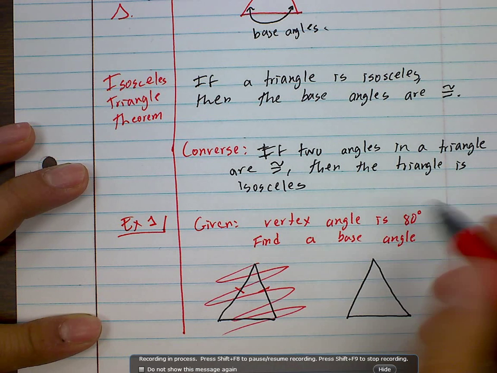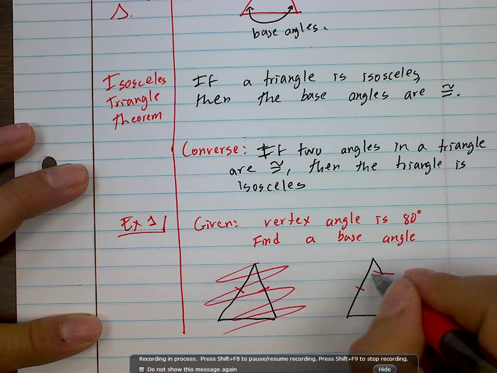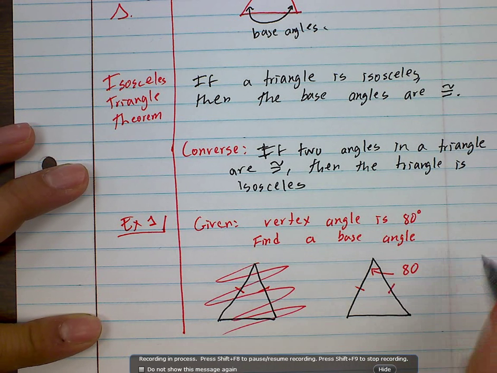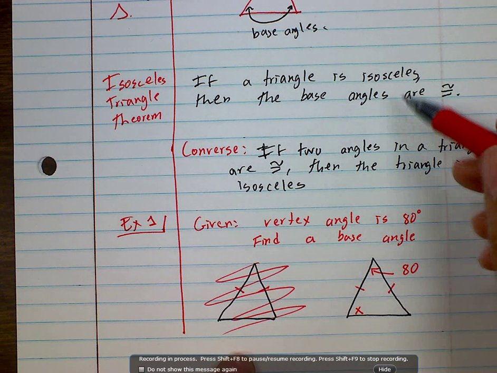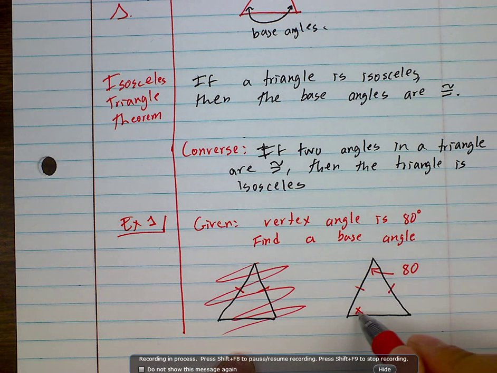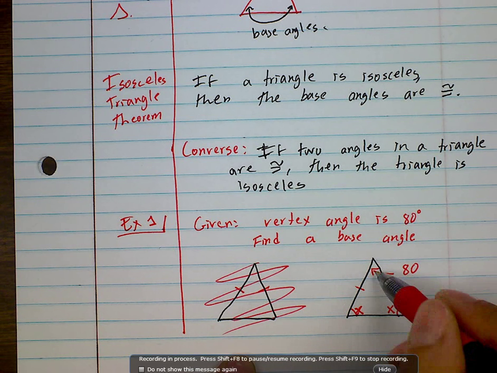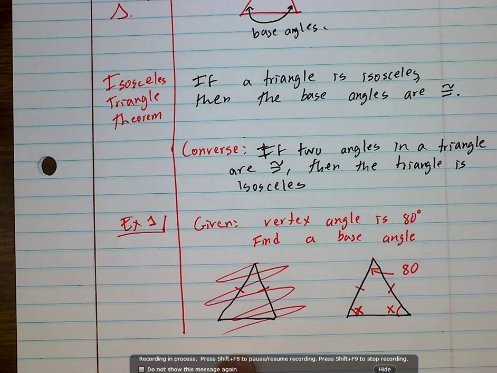So we have an isosceles triangle. Now it says the vertex angle is 80, so I know this angle right here is 80, and I need to find a base angle. Based on the theorem, I know if this is an isosceles, this angle is congruent to that one. So this one is x, and I'm going to put another x here. Now I can use the triangle angle sum theorem, which says that these three angles must add up to 180.